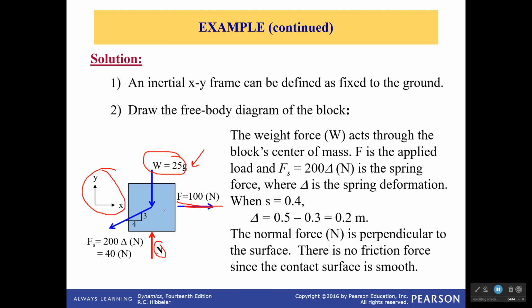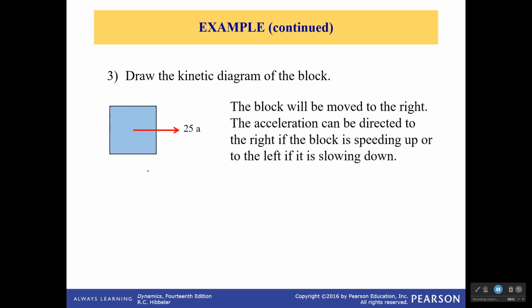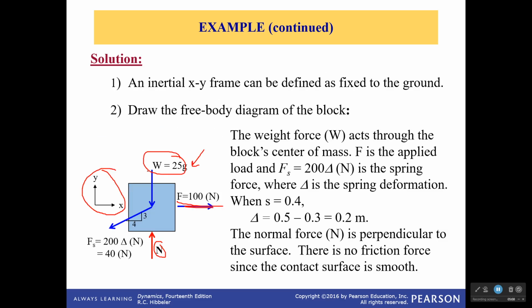Okay, now that we've done this, we have to figure out our kinematic diagram. So how do we, sorry, not kinematic, kinetic diagram. Well, it's quite simply, the block will be moved to the right. Now, the acceleration can be directed to the right if the block is speeding up, or to the left if it is slowing down. Now, where does that come from? How do I get 25? Well, what do you think? How do I get 25?